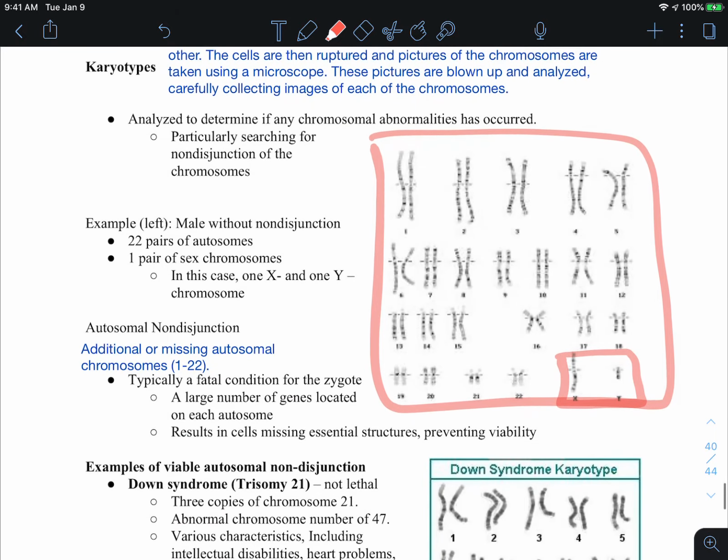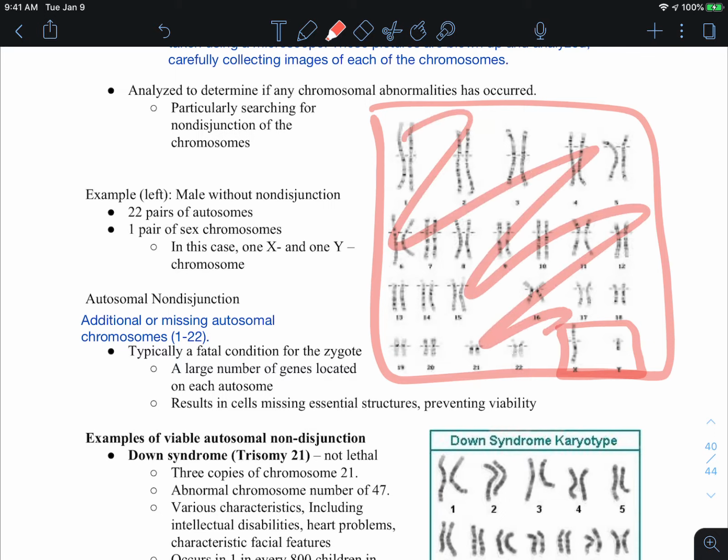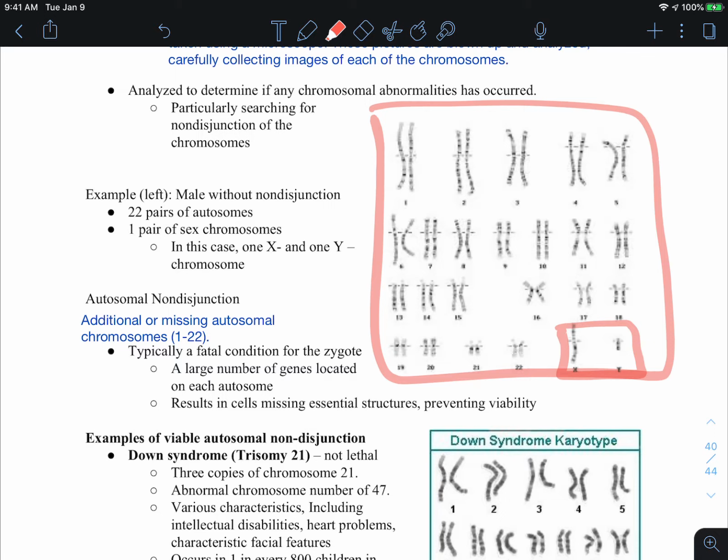And in the case of a non-disjunction, there are a few examples. One of those examples can be an autosomal non-disjunction. So that would be the case where one of these 22 chromosomes is affected, and that would indicate that we'd have an extra or one less chromosome than we expect. This is often a fatal condition for the zygote.